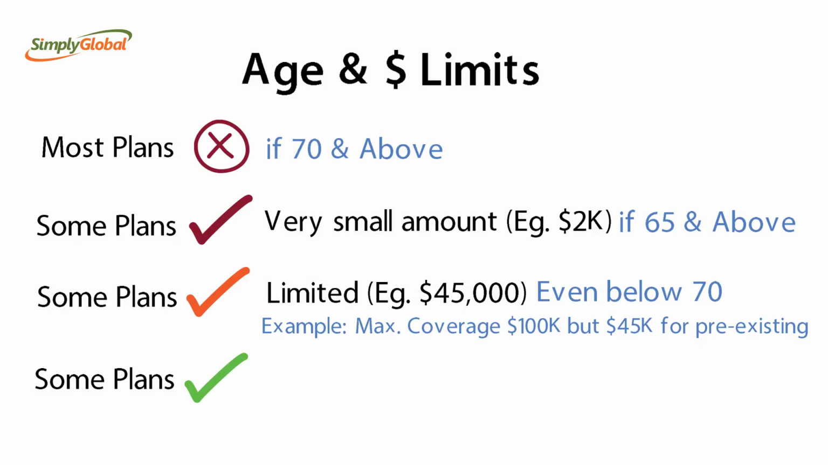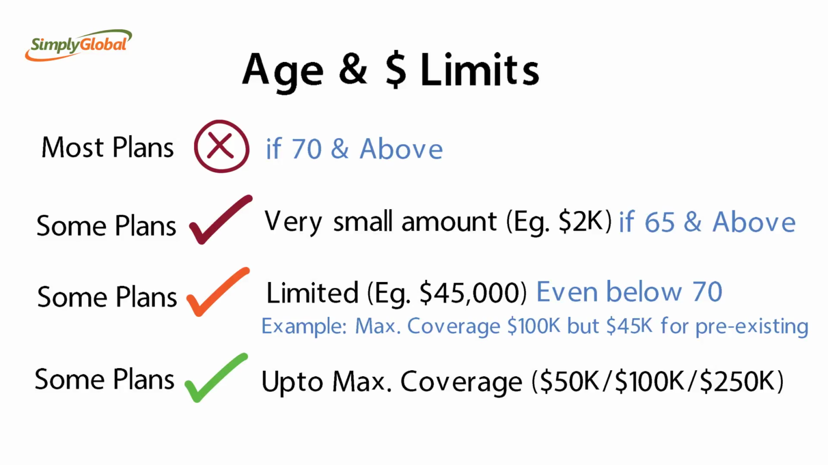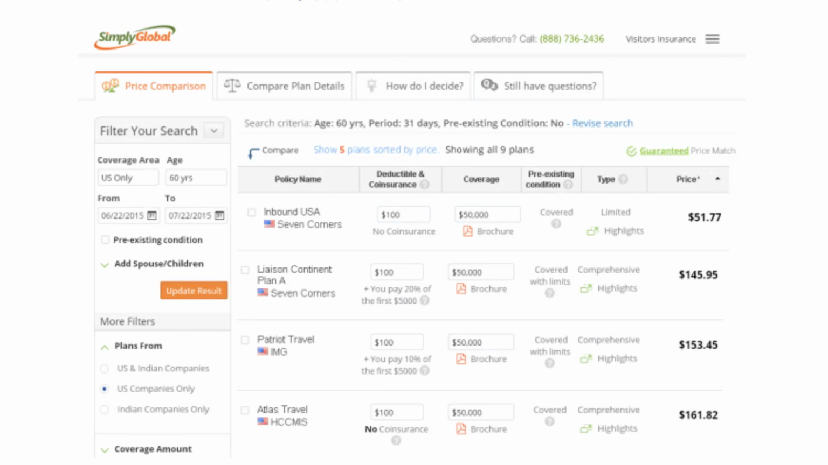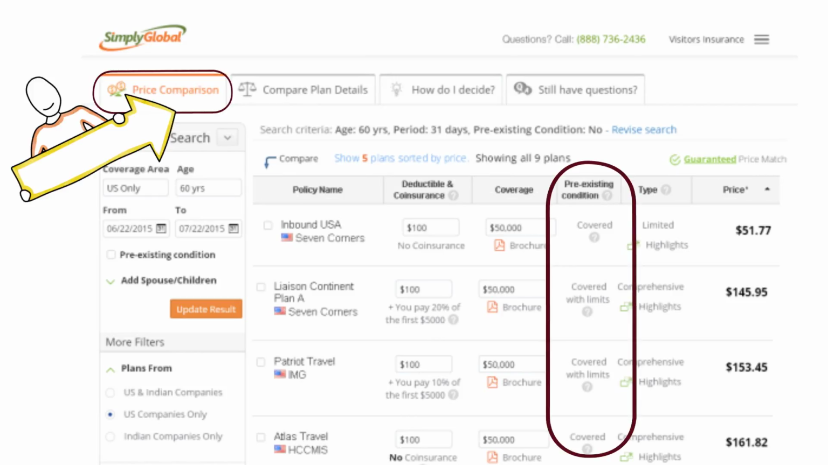There are other plans, however, that cover the acute onset of pre-existing conditions up to the maximum coverage amount for ages under 70. To check specific limits based on the age and the plans, go to simplyglobal.com/insurance and look at the Price Comparison tab.